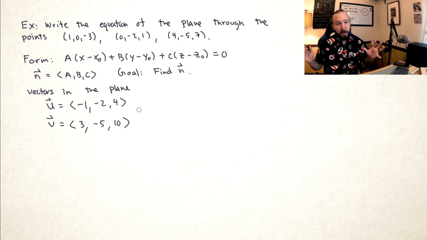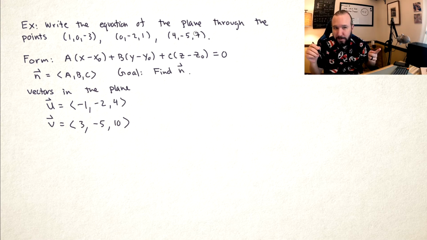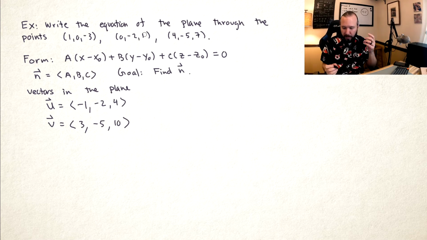And then I picked another 2 points and did final minus initial, and that gave me a vector that's in the plane. The only thing you have to remember to do is make sure that you use all of the points at least once. You're not allowed to just use the first point and the second point, and then again the first point and the second point. That isn't going to work. So make sure that you use all 3 of the points.